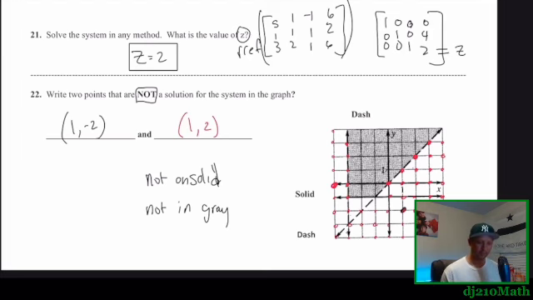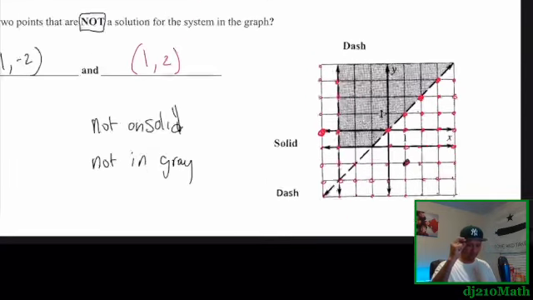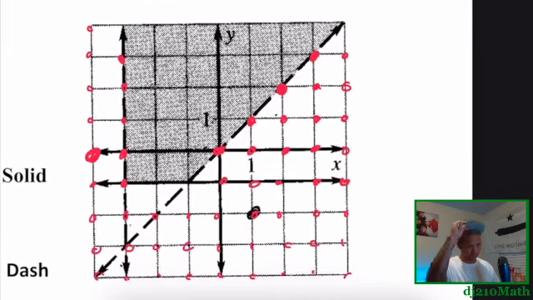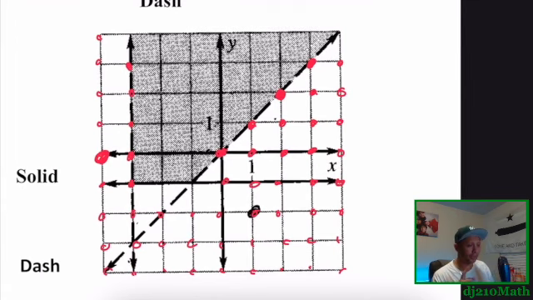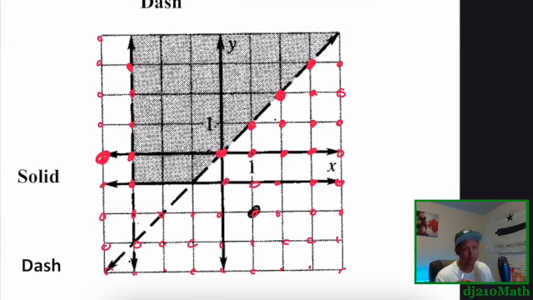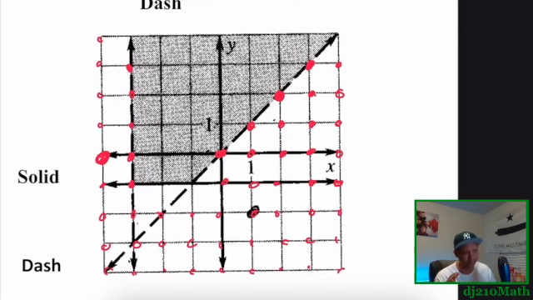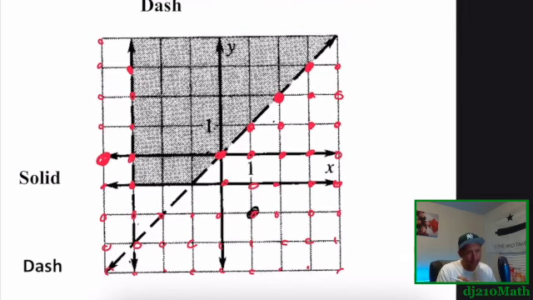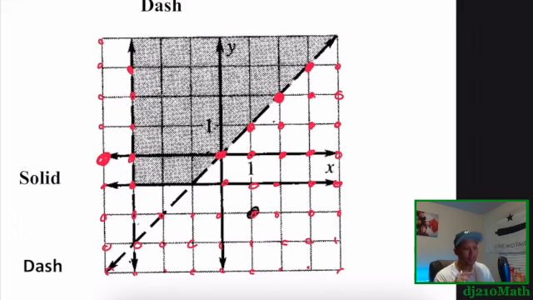That's crazy. Okay. I mean, you have many to choose from. The point is, it's a solution when it's in the gray, it's definitely a solution. But it's when it's on the border, like that edge, that's when it gets kind of confusing. If it's on the border and the border is solid, it's a solution. If it's on the border and the border is dashed, it's not a solution.